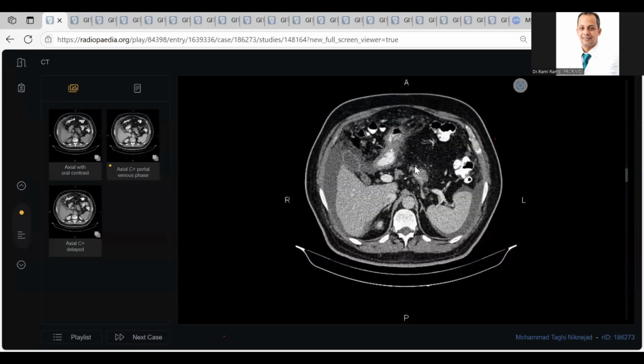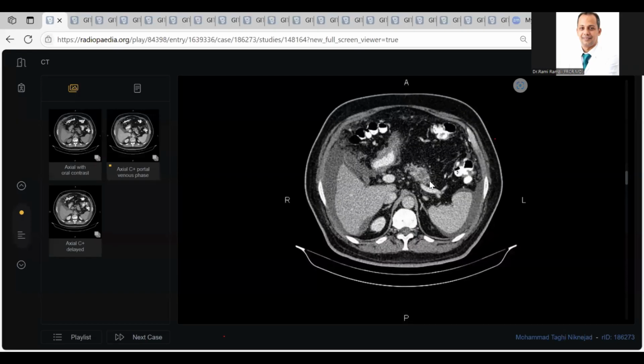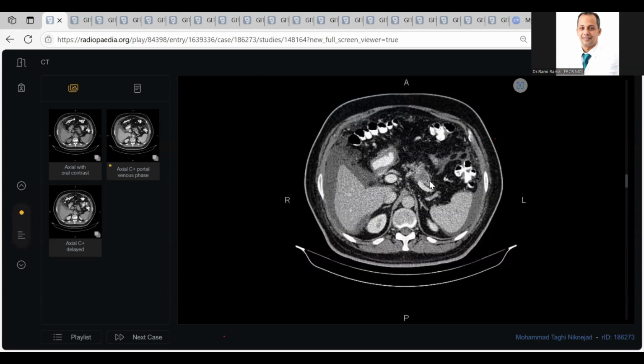What is the differential diagnosis for a pancreatic adenocarcinoma? It is focal pancreatitis. How to differentiate between both of them? In focal pancreatitis, you must see the pancreatic duct penetrating sign. What does this mean? You must see, through this focal thickening or focal bulging, the pancreatic duct traversing the mass. But here the matter is not like this. There is no penetrating pancreatic duct.